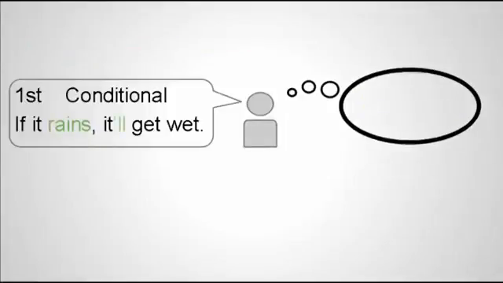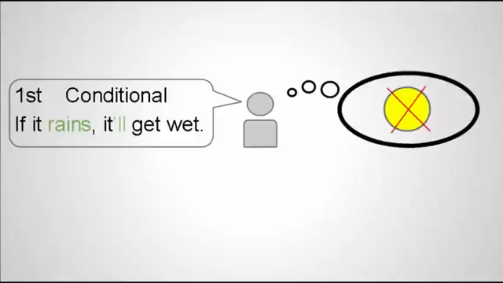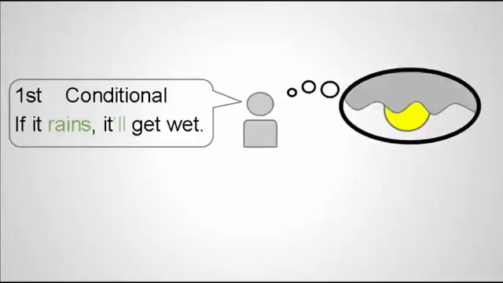If it rains, it'll get wet. That's the first condition. The person who says this, in his mind, there's not a chance that it's going to be a sunny day. In his mind, he believes that it's going to be a cloudy day and possibly start to rain. It's probable even. It's not raining now. Is it raining now? No, it isn't. But in his mind, the probability is high.